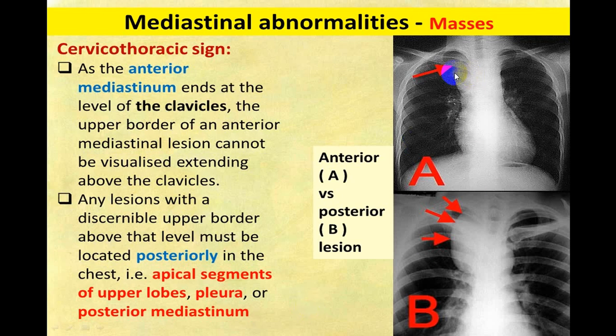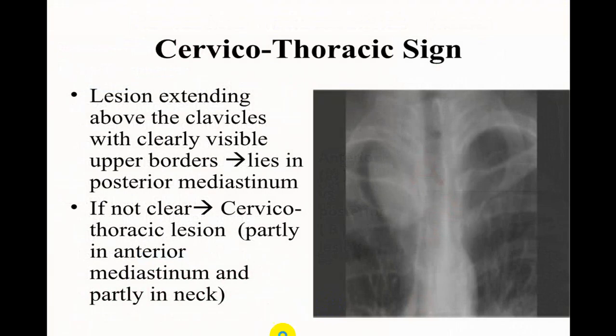So if it is in the anterior mediastinum, it will stop at the level of clavicle, and if it is extending further up, particularly if it is a posterior mediastinal structure, it will extend up and it will give rise to what we call a cervicothoracic sign. So a posterior mediastinal structure can extend above the clavicle level, and then we call that a cervicothoracic sign. So try to identify that particular thing.